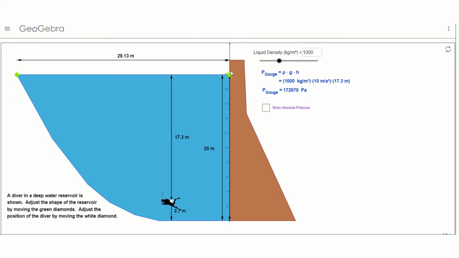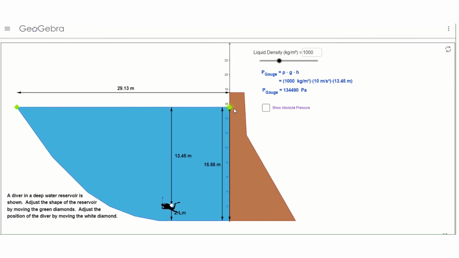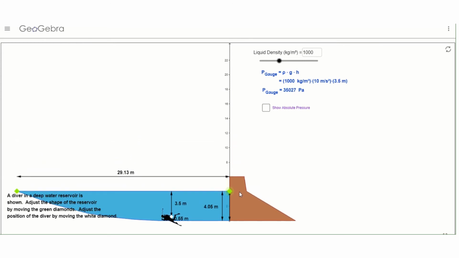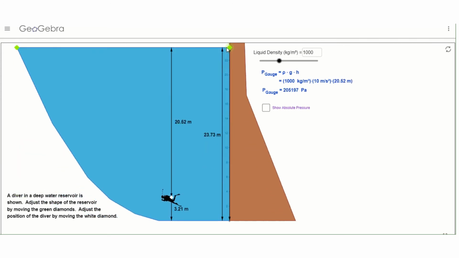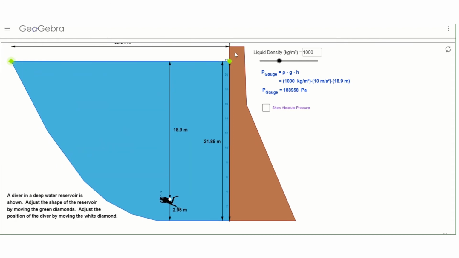Now let's look at this. What if we change the water level? Less and less water pressing on the person. So you see the pressure is going down. Okay, so that is what will change the pressure, not the shape of this water reservoir.